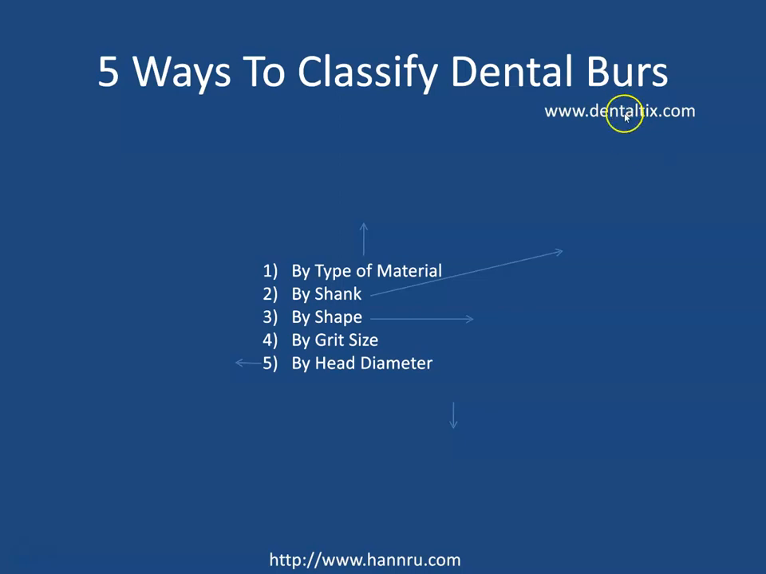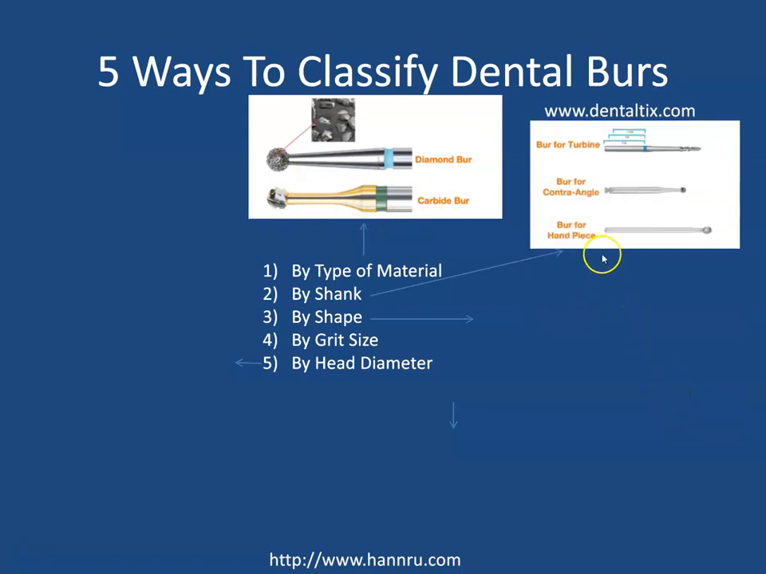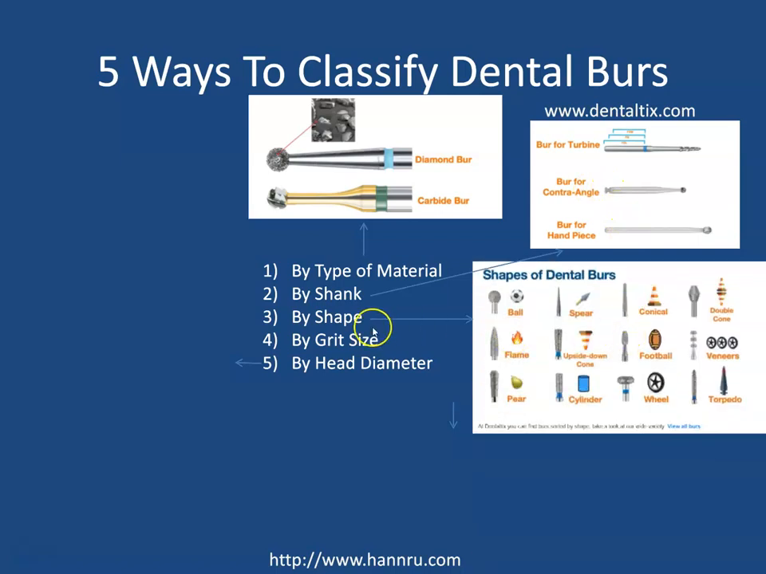There are 5 ways, and here's a website where you can find out more information about burr classifications. So the burrs could be classified by the type of material. It could be a diamond material or a carbide, which we'll cover in a moment. By the shank, it could be smooth, or it could have a little point where it locks in at the end. By shapes, there could be a football shape, a ball shape, other shapes which we'll cover in a moment.